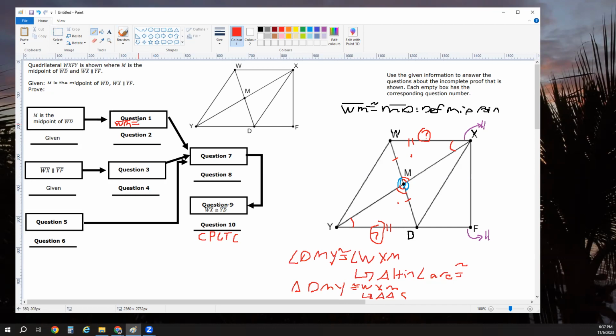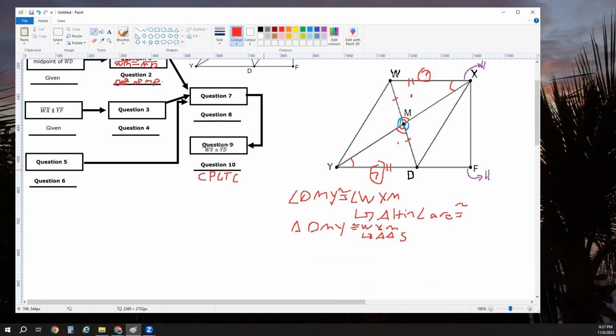WM is congruent to MD. And that is because, what do we put down, the definition of a midpoint? Definition of a midpoint. Okay.